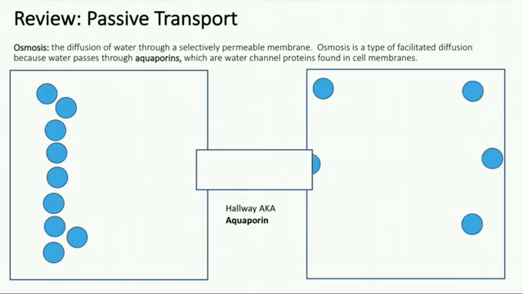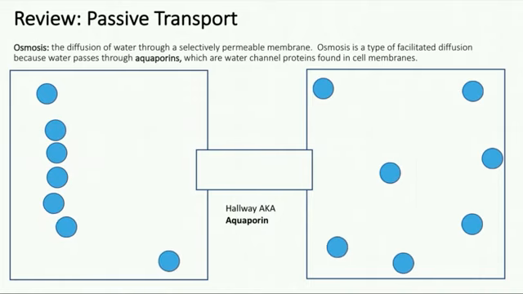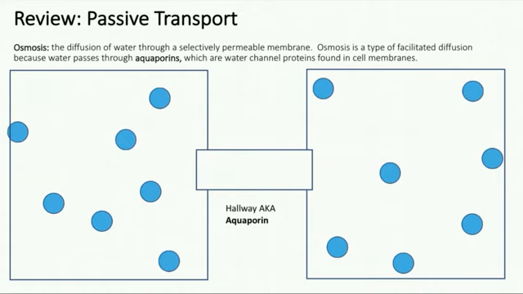I made the students blue just to show, again, it is water. And they spread out nice and even. And now all the students or water molecules are happy because they are balanced. So again, osmosis, passive transport, is a type of facilitated diffusion.